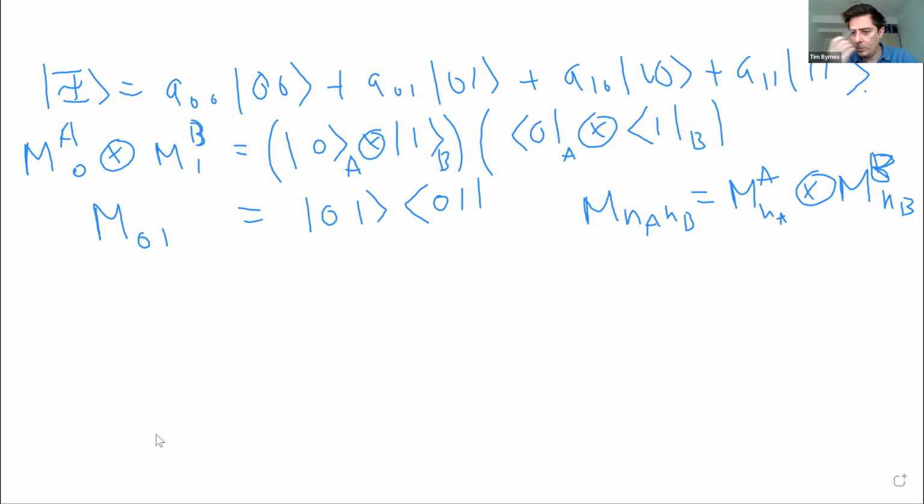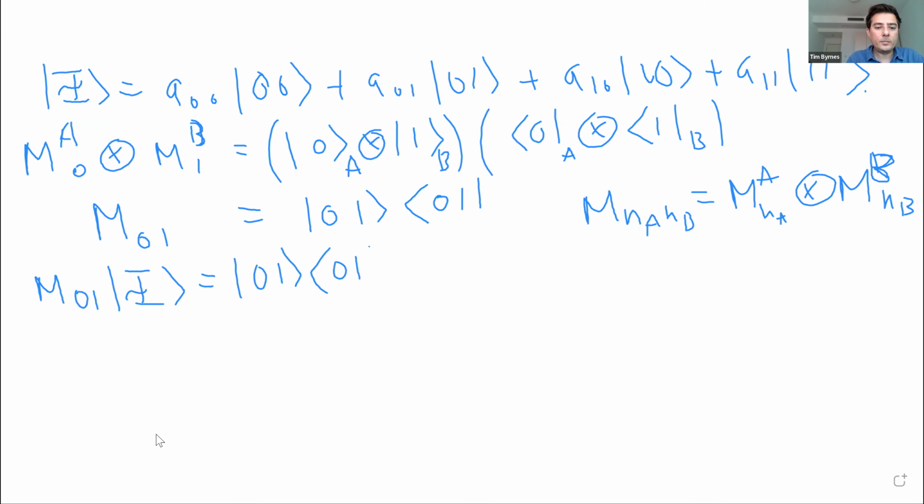Yeah, sorry, superscript B there. Okay, and then if you wanted to work out the resulting state, what you do is, of course, again apply this M01 to the state. So this is 0, 0, and then 0, 1.